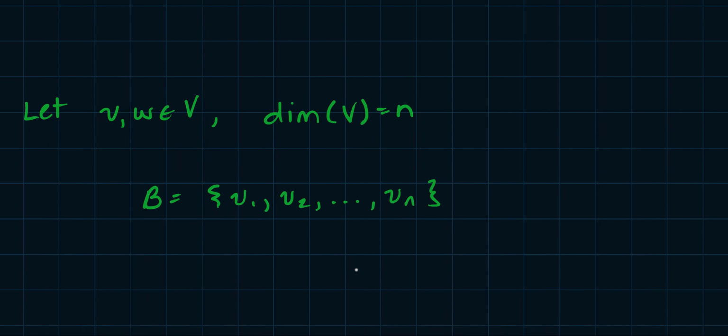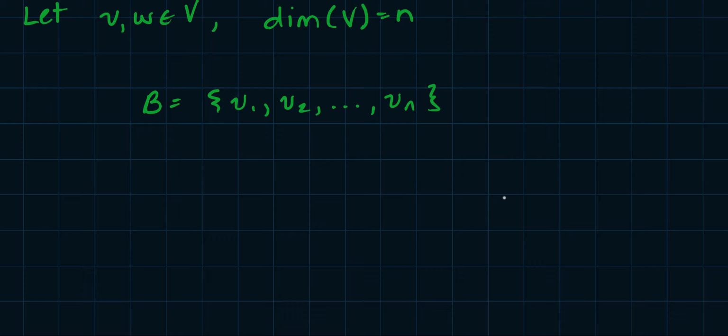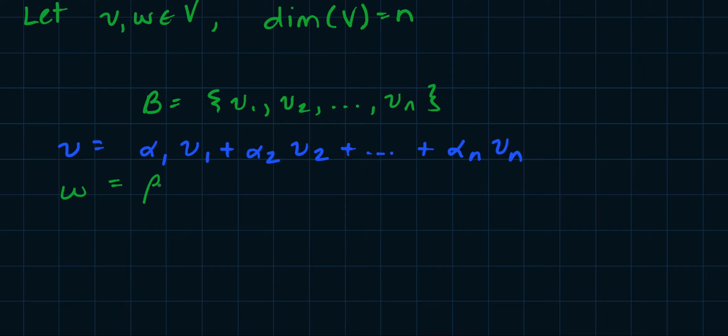Let's say we have two vectors, v and w, in a vector space V. And the dimension of V is equal to n, and we have some basis, v1 through vn. Well, since we have two different vectors, we can write both of these vectors as linear combinations of these basis vectors. And let's do w in a different color. And let's just look at some properties of the coefficient matrix.